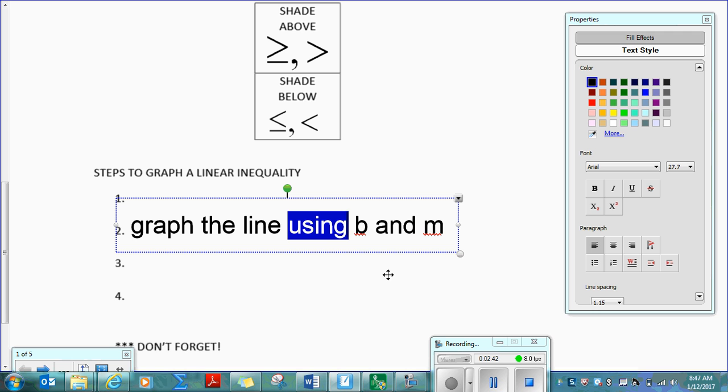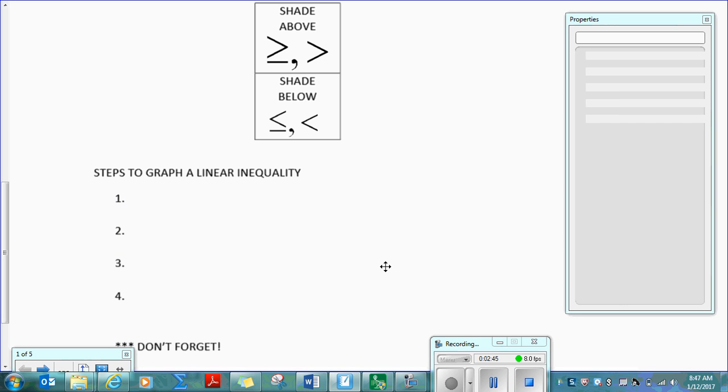Again, pause it if you need more time to write this stuff down, because the computer hates me a lot today.